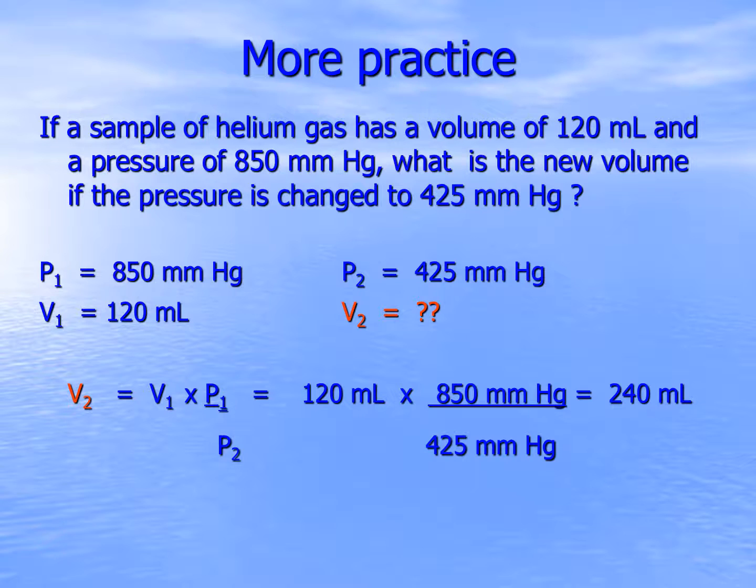Now, N1 and T1 cancel out here, so we end up with the relationship that V2 is V1 times P1 over P2. 120 milliliters times 850 millimeters mercury over 425 millimeters mercury. Millimeters mercury cancel out, and we get 240 milliliters. Yes, we did double the volume.